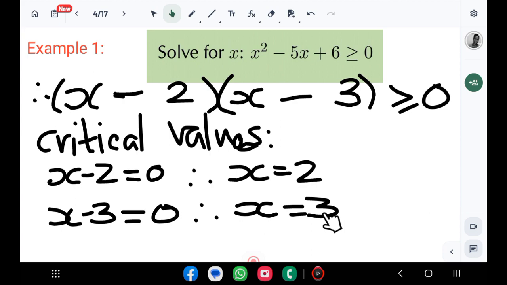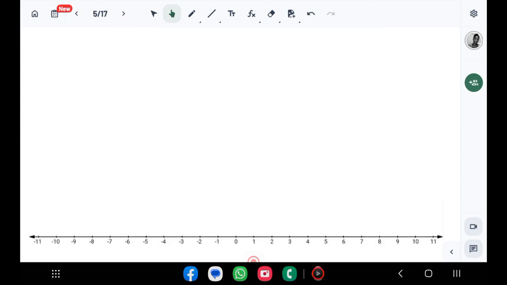And what you do next is you draw up a table. And in that table, you make sure that you line up your critical values in ascending order, from the left-hand side, starting with the smallest on the left and ordering them to the right. Now let's draw up the table. So you start with the factor that will give you the smallest critical value, and that's x minus 2 in this case. You line that up first.